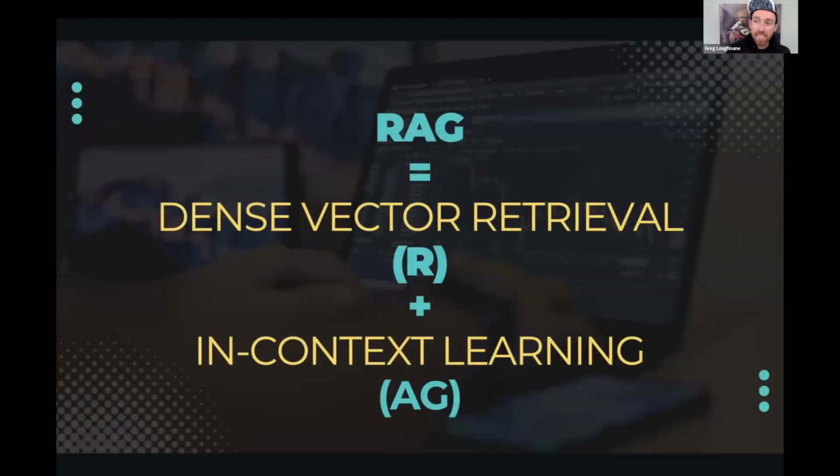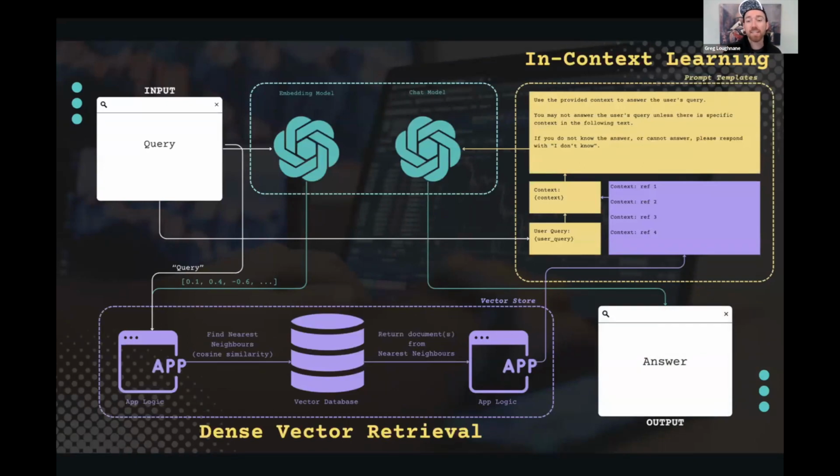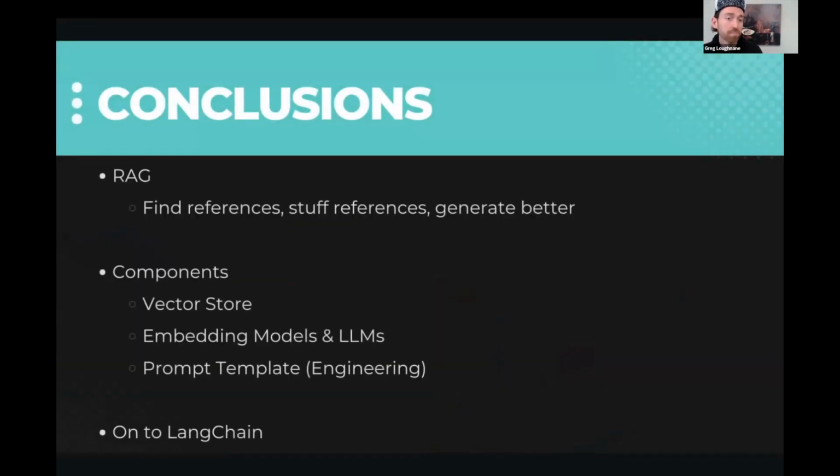So what have we got? We've got RAG is dense vector retrieval plus in-context learning. Looks something like this. And in conclusion, we can use RAG to find references, stuff them into the prompt, augment the prompt, and generate better outputs. Components include vector store, aka an index, aka a vector database. They include embedding models and LLMs, and they include doing some prompt templating, aka prompt engineering.